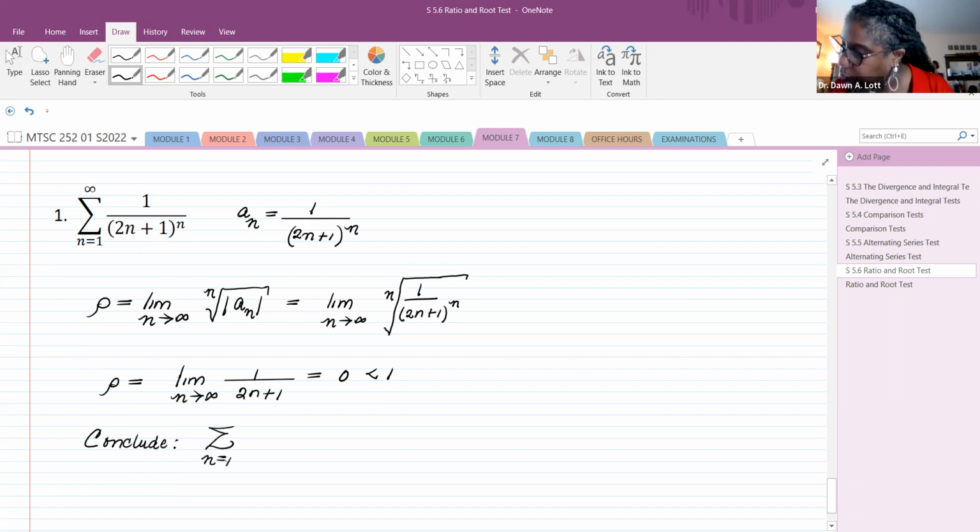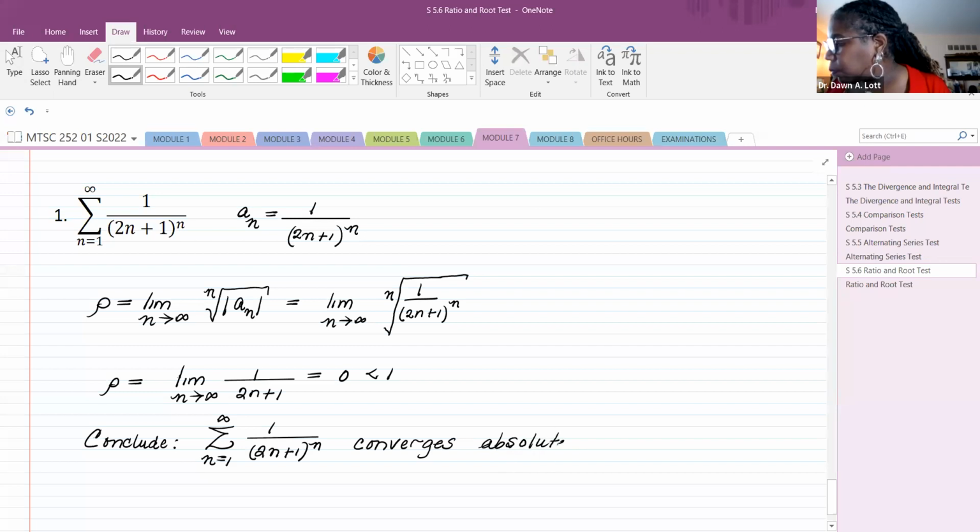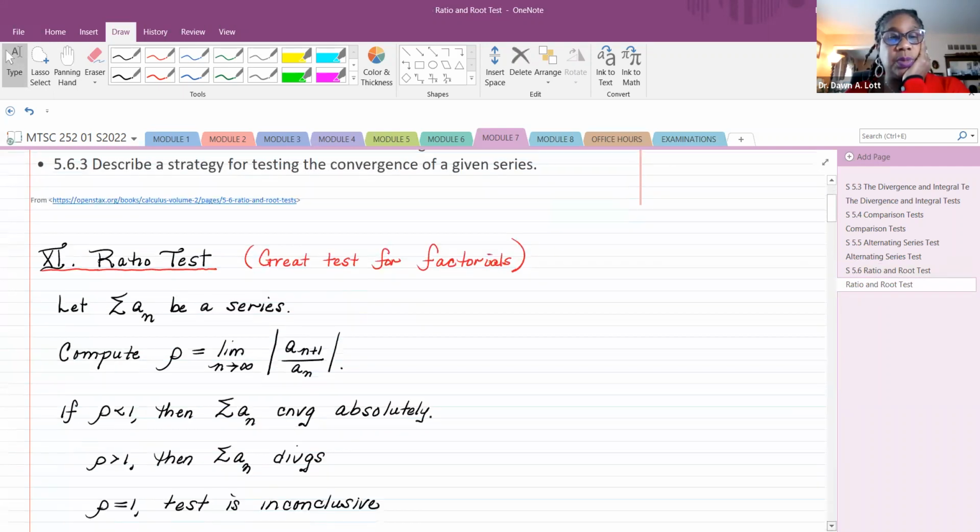The summation n equals 1 to infinity of 1 over (2n plus 1) to the n converges absolutely. Okay, any questions about that? Anytime you have powers to the n, you take the nth root, they go away. So anytime you have something like that, it screams the root test.